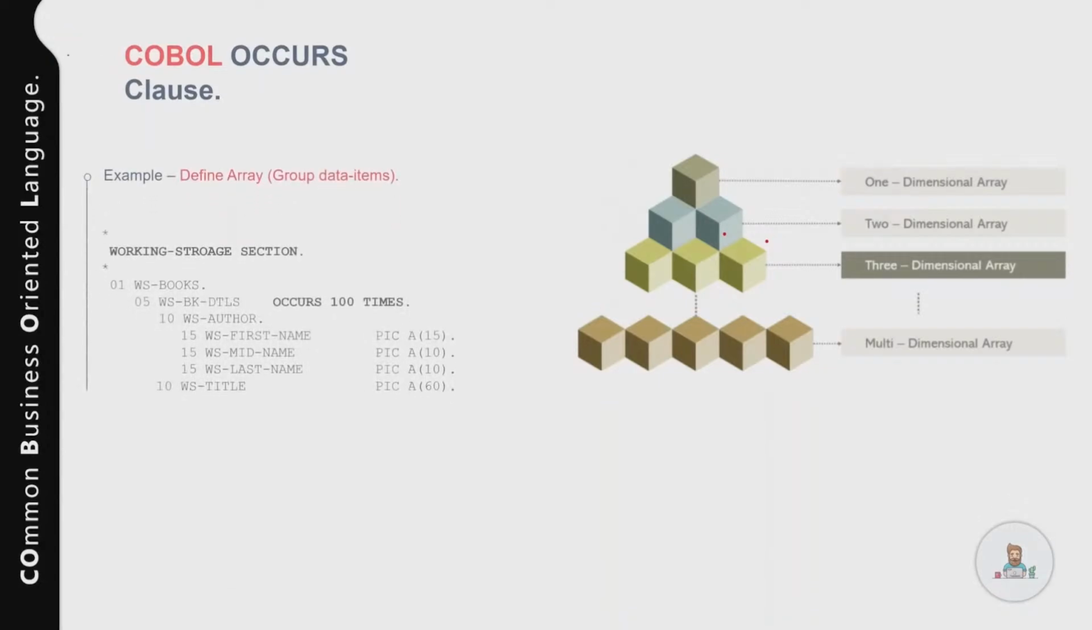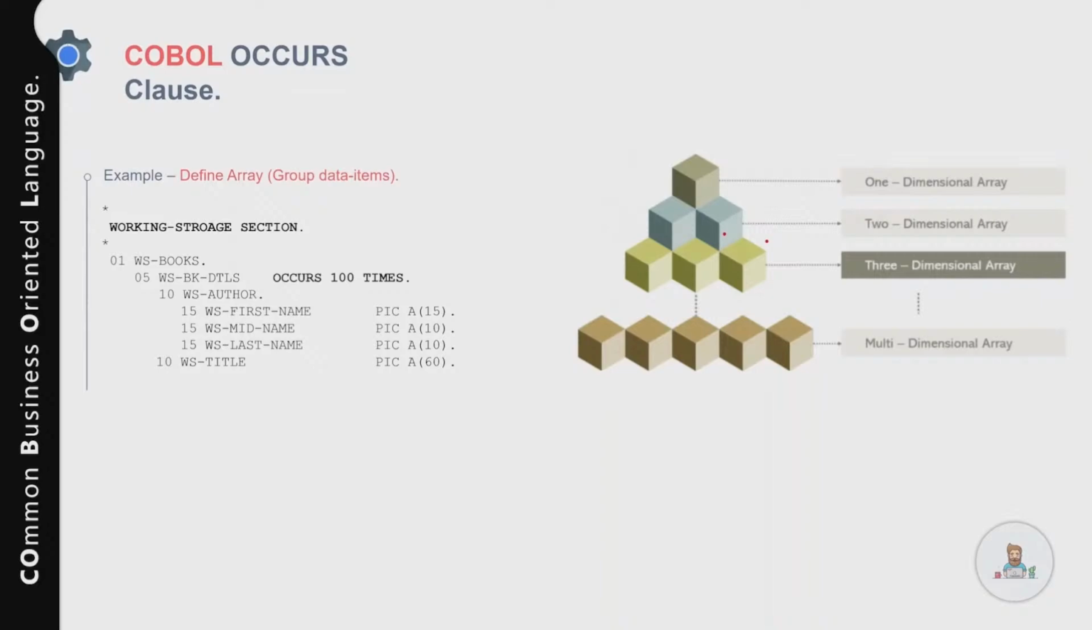So in this case, we have a working storage section. There we have a table name that is ws-book, which is defined at level 1. And at level 5, we have actually defined another variable called ws-book-detail, and it occurs 100 times. This particular record will store the data of an author and a title. An author is a group data item that will include first name, middle name, and the last name. So this is how you can define group items in a table as per the business requirement or as per your program logic.